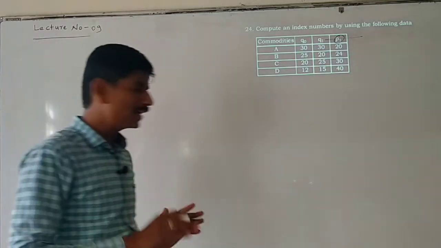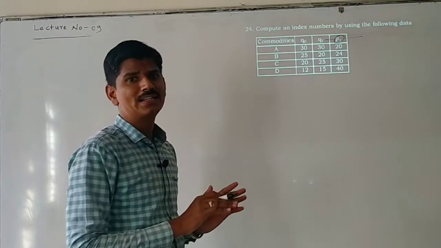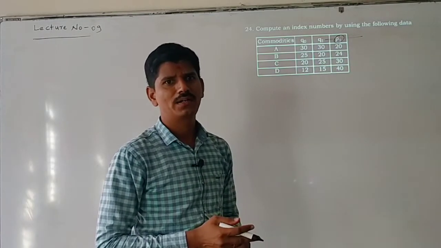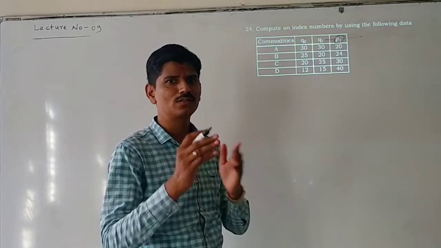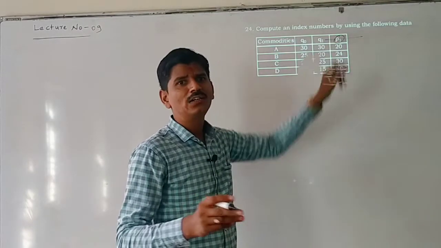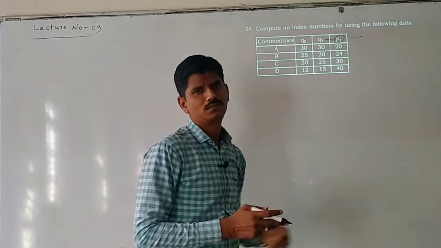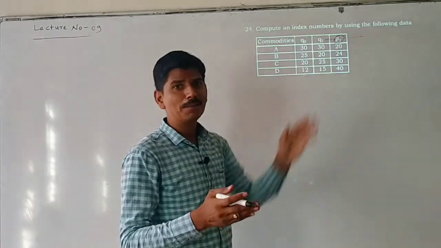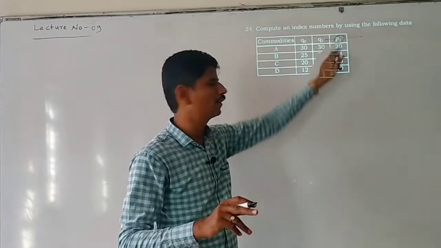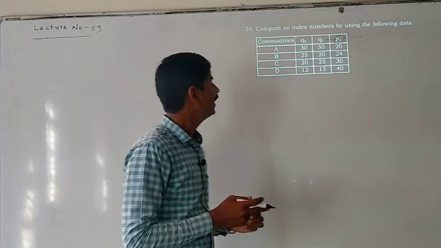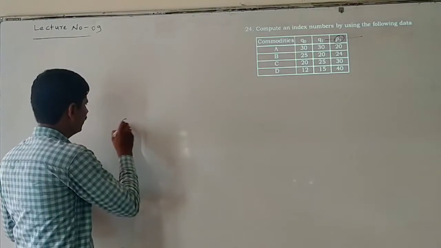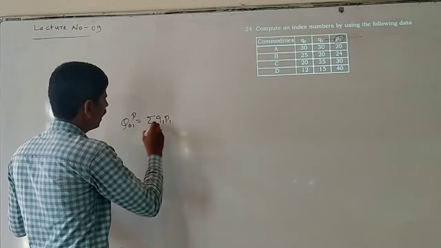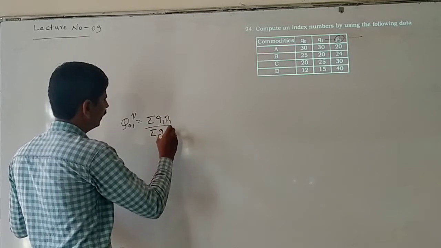In quantity index number, which aggregative method is it? Here the P1 deals with the Paasche's quantity index number. Laspeyres' quantity index number deals with the base year prices, and Paasche's quantity index number deals with the current year prices. Here we have to apply Paasche's index number, that is Q01P equal to sum of Q1 P1 by sum of Q0 P1 into 100.